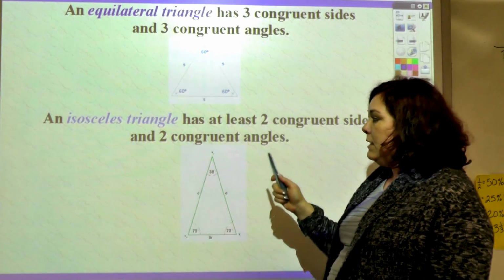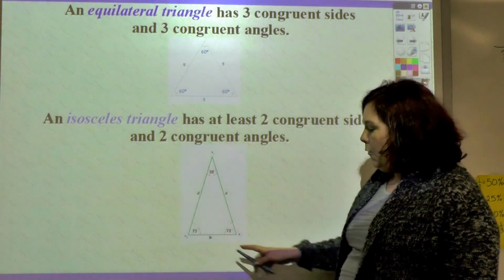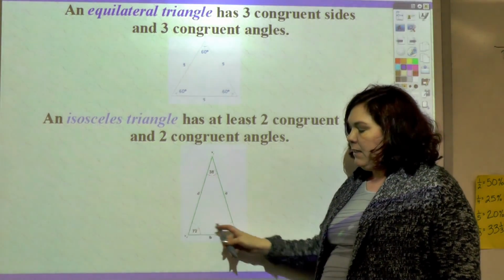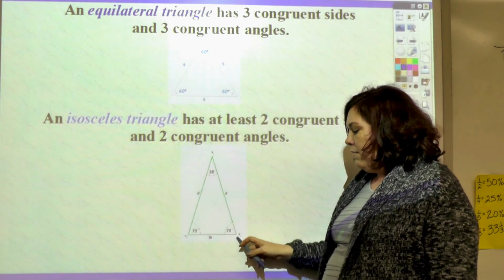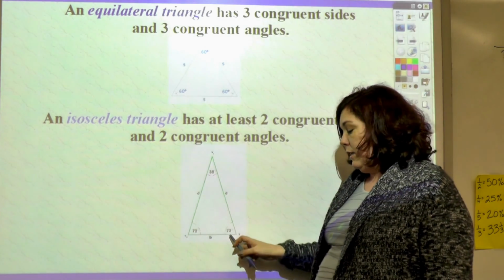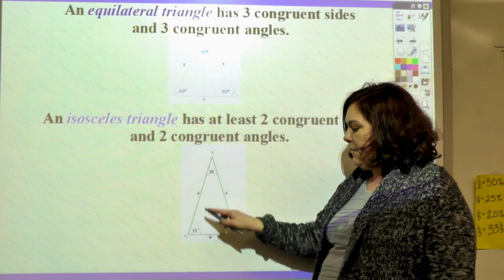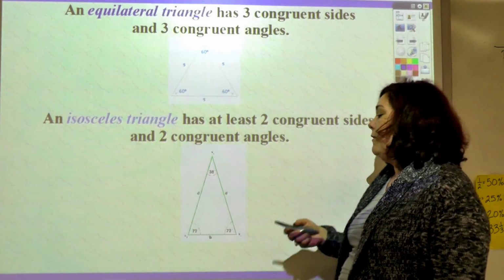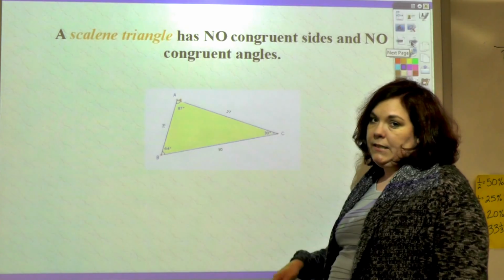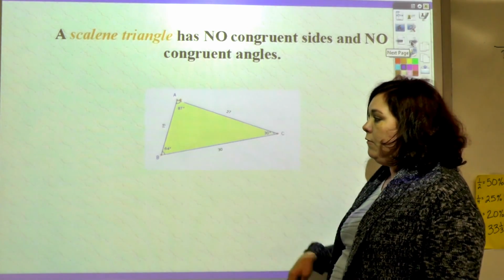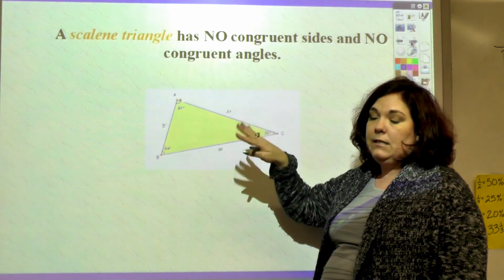And then an isosceles triangle has at least two congruent sides and two congruent angles. So these two angles are going to be the same, and this is going to be different. And they're still going to add up to 180. And this one side is going to be one side, and then these two sides are going to be the same. And the angles are opposite of that side that they're the same of. And then a scalene triangle has no congruent sides, so none of the sides are the same, and no congruent angles, so none of the angles are the same. So that's the one that everything's different is scalene.